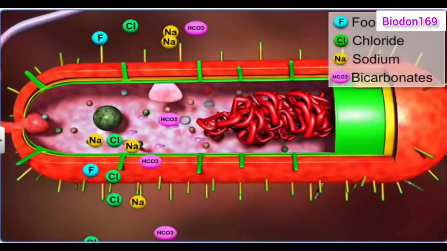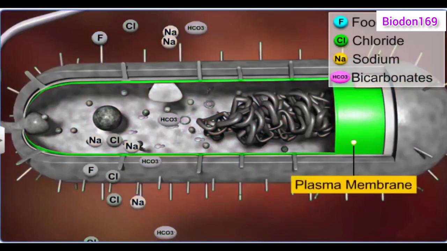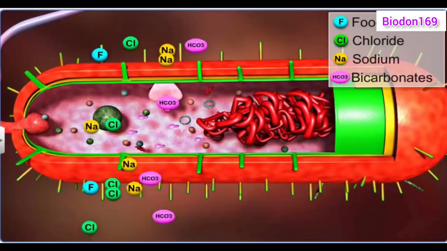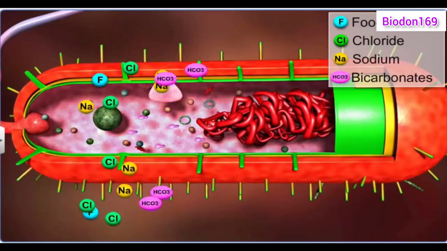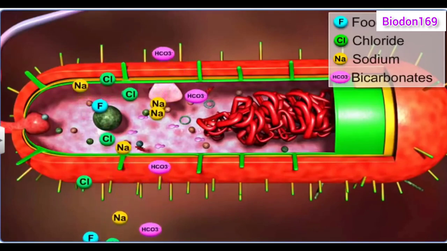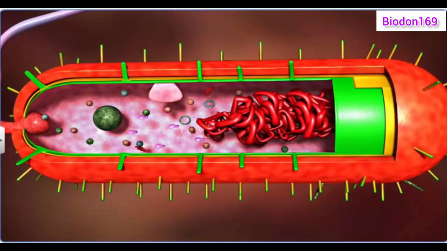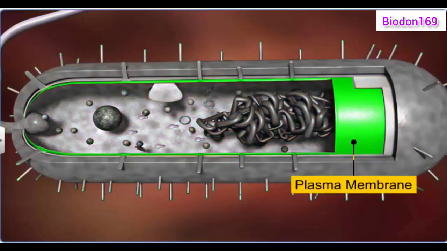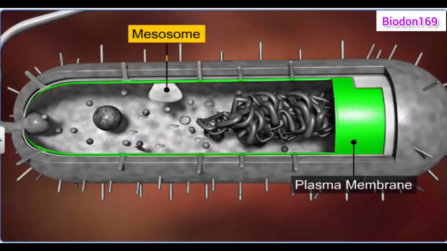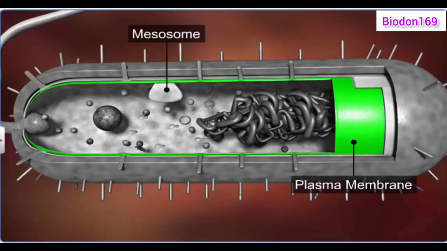The cell wall is followed by the semi-permeable plasma membrane, which controls the entry and exit of small molecules like food particles and ions like chloride, sodium, and bicarbonates. Often, the plasma membrane extends into the cell, forming the mesosome, a membranous structure seen in the form of vesicles, tubules, and lamellae. Incidentally, the presence of the mesosome is a characteristic feature of prokaryotes.